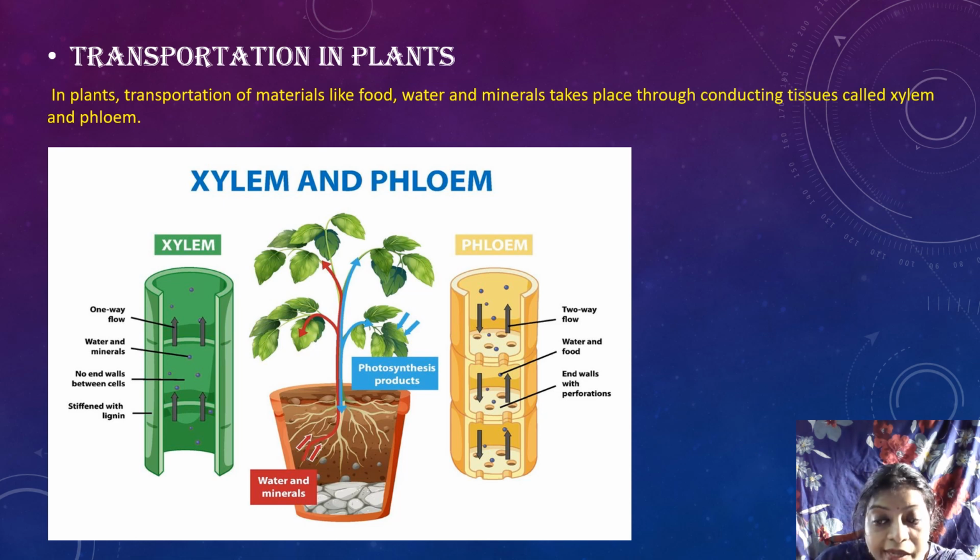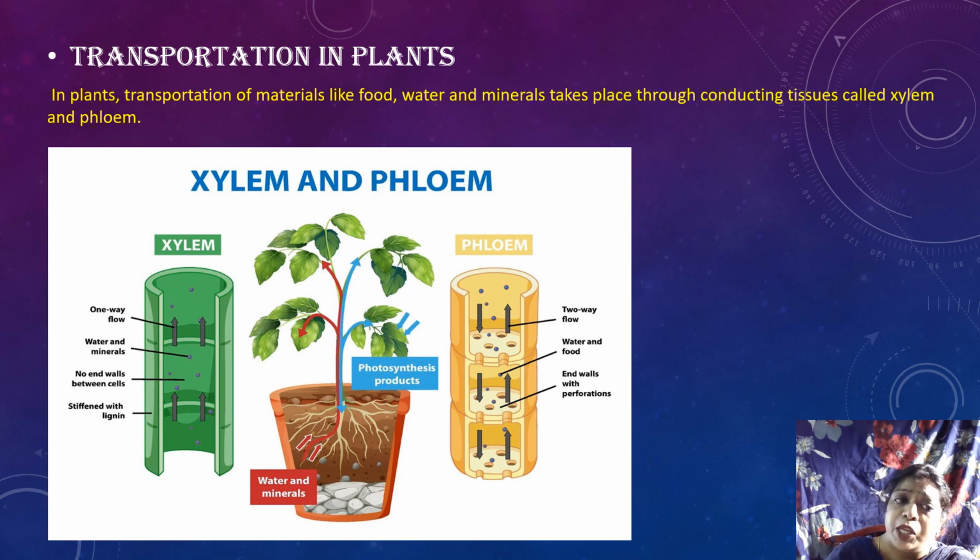So that is called a conducting tissue. The conducting tissues are the xylem and the phloem. I repeat again, what is the conducting tissue? It is a group of cells responsible for transporting the food materials and the water to the different parts of the plant, and that is called the conducting tissue. So now let's talk about what the xylem and the phloem are.